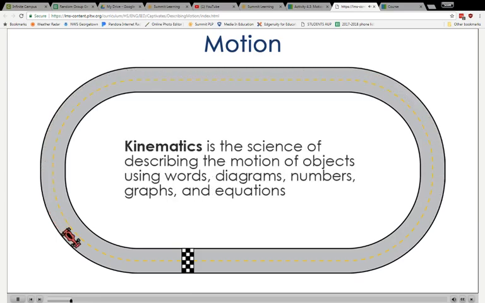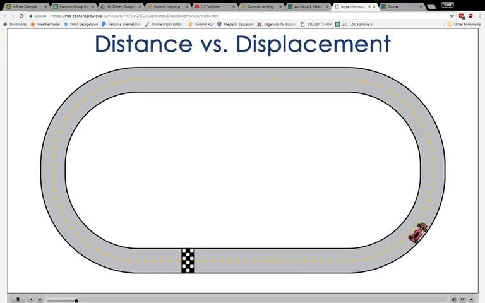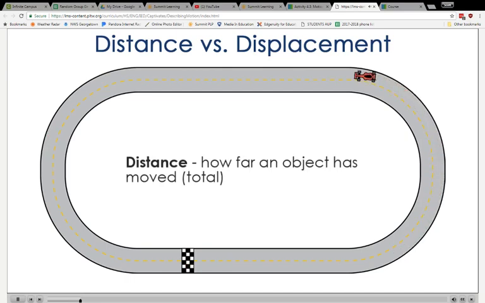Kinematics is the science of describing the motion of objects using words, diagrams, numbers, graphs, and equations. Distance and displacement are related, but we use a variety of different measures of motion. Distance is how far an object moves. It is the amount that your odometer changes as you drive your car.